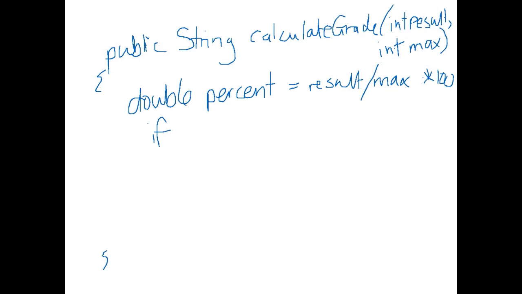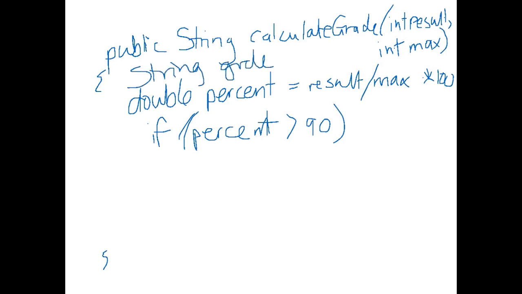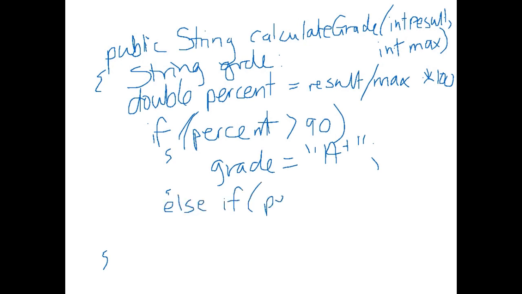So we might have something like if percent is greater than 90. And we've got to have a string here too, don't we? We'll go string grade. So grade equals A plus. Else if percent greater than 80, and so on. Okay, that's a little bit scrappy. Let's go onto the computer and see what we can do.